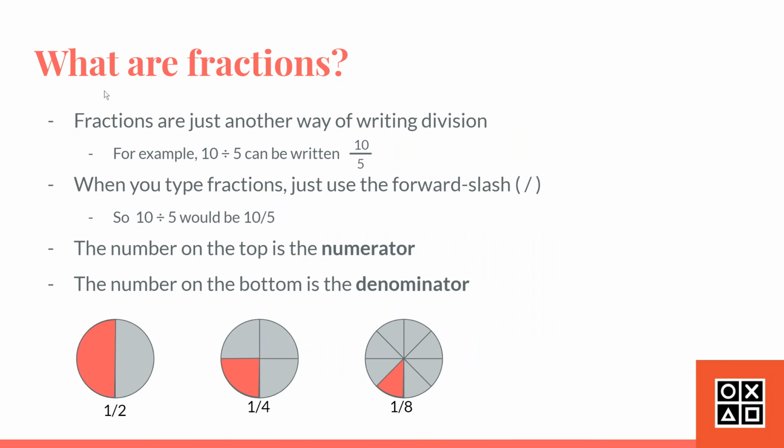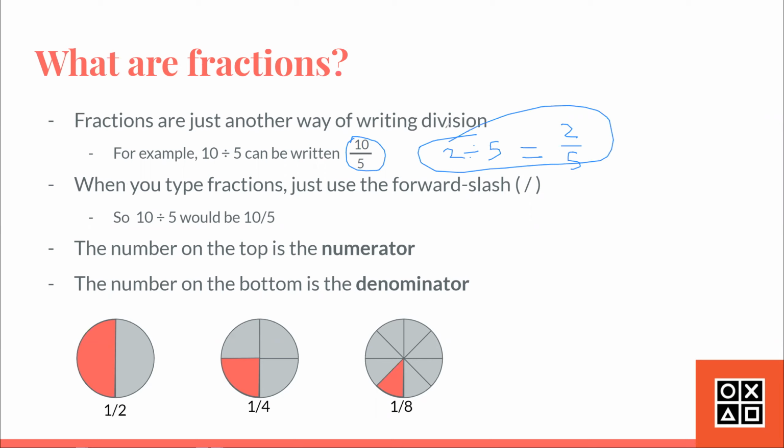So let's just go over what fractions are. Fractions are just another way of writing division. For example, 10 divided by 5 can be written as this, or 2 divided by 5 can be written as this, just a line between them. These are equal, these are the same things. These represent the same things.